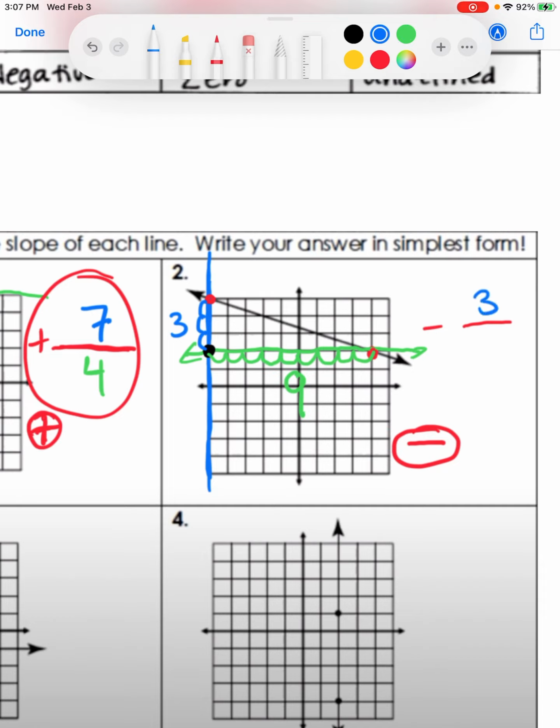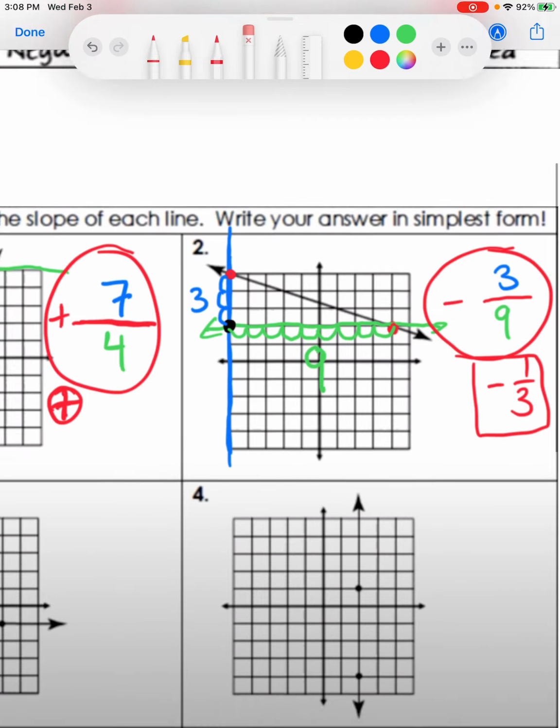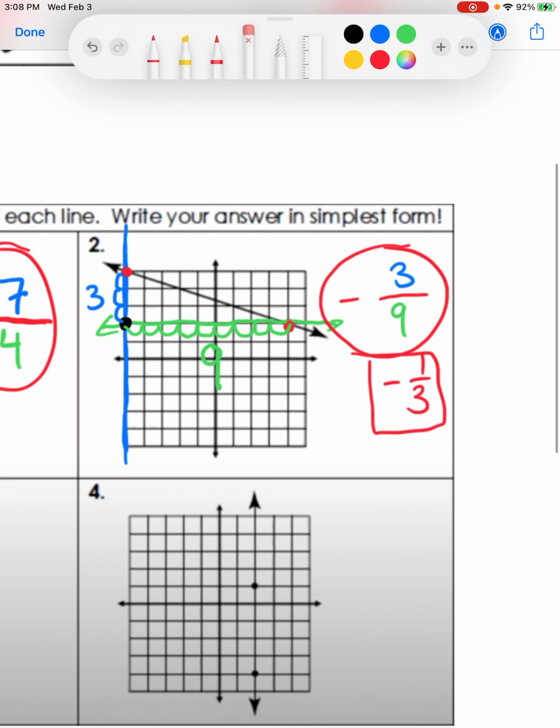So my rise was 3, so 3 goes on top. My run was 9, that goes on bottom. And I can leave my answer like that. It's not the best answer because I could simplify this. Instead of saying 3 over 9, I could divide the top and bottom by 3. So I could simplify this to -1 over 3. And that would really be the best answer for this second one. But either would technically be correct, but I would rather see that -1/3.